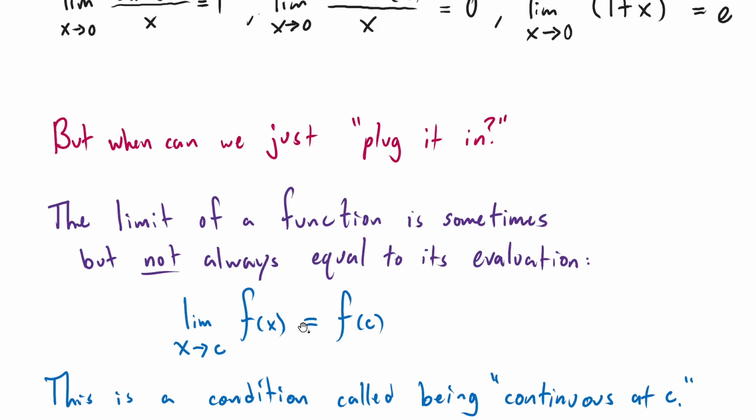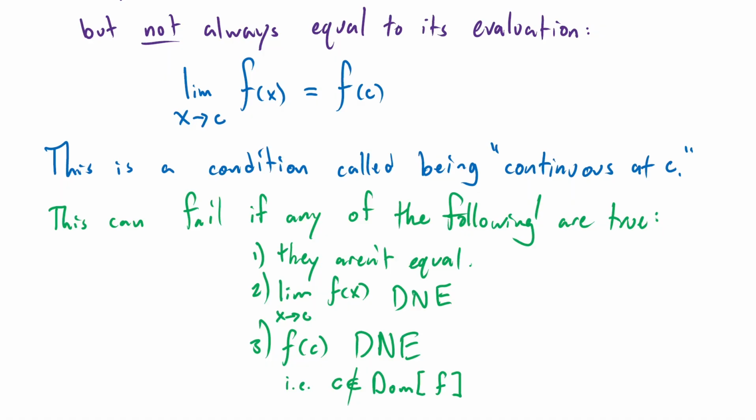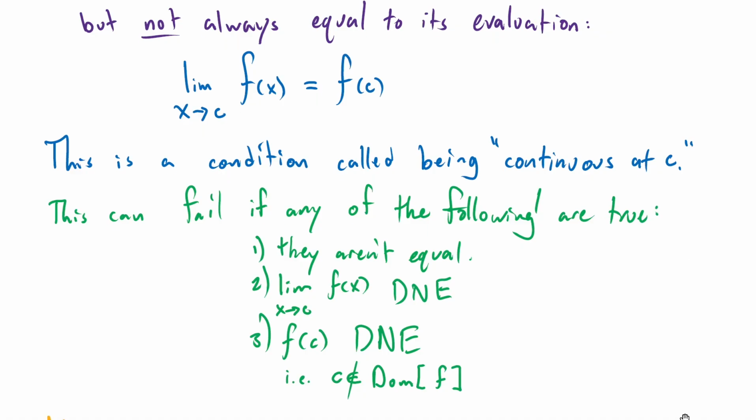It implicitly assumes that f(c) is defined, that the limit of f(x) as x approaches c exists, and that these two are equal to each other. And because those three presumptions are happening in the background, this expression might fail if any of these don't happen. That is to say, if the limit and the evaluation aren't equal. We've seen some examples of that with piecewise functions. If the limit doesn't exist, which might happen even if the function value does, and if the function value doesn't exist. For example, what if c is outside of the domain of f? Maybe you would divide by 0 there. If that happens, the function is not continuous at that point, and its limit does not equal its evaluation.